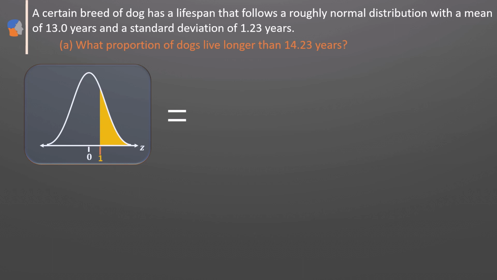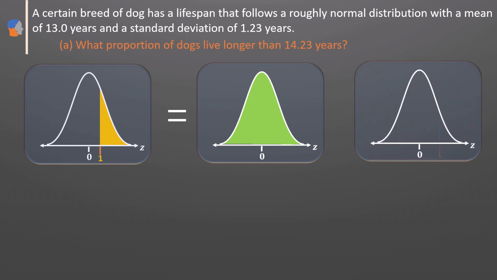Let me explain. To find the probability z greater than 1, first we need to find the entire area. Then find the area left of 1 and subtract. What is the entire area? We already know it is 1. Now let me write down using mathematical notations: 1 minus probability z less than or equal to 1.